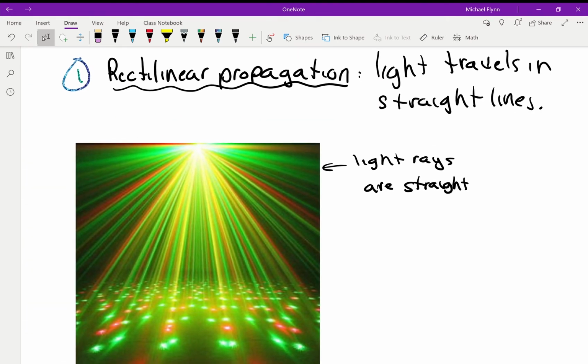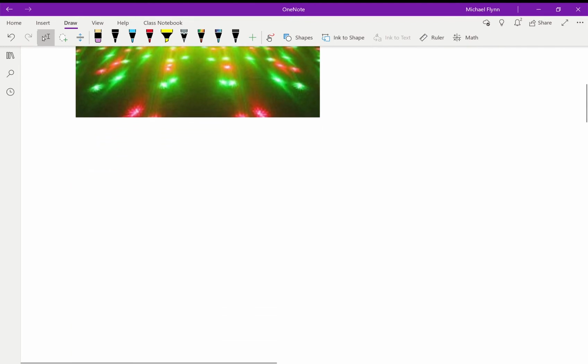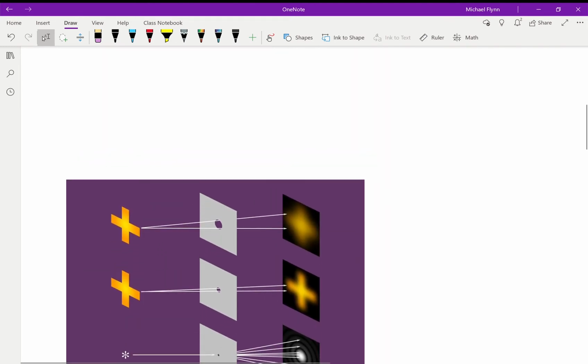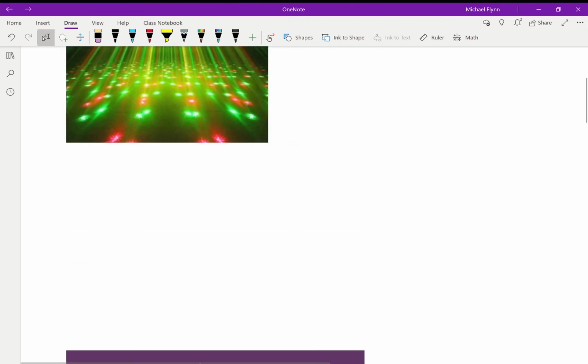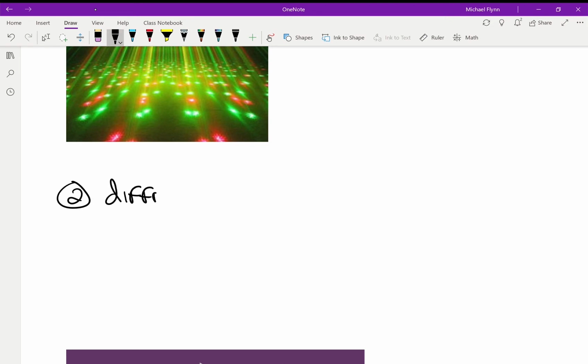So that's it for rectilinear propagation. Light seems to be traveling in straight lines. Okay, all right, number 2. For number 2, I have this phenomenon. Number 2 is diffraction. So what is diffraction?